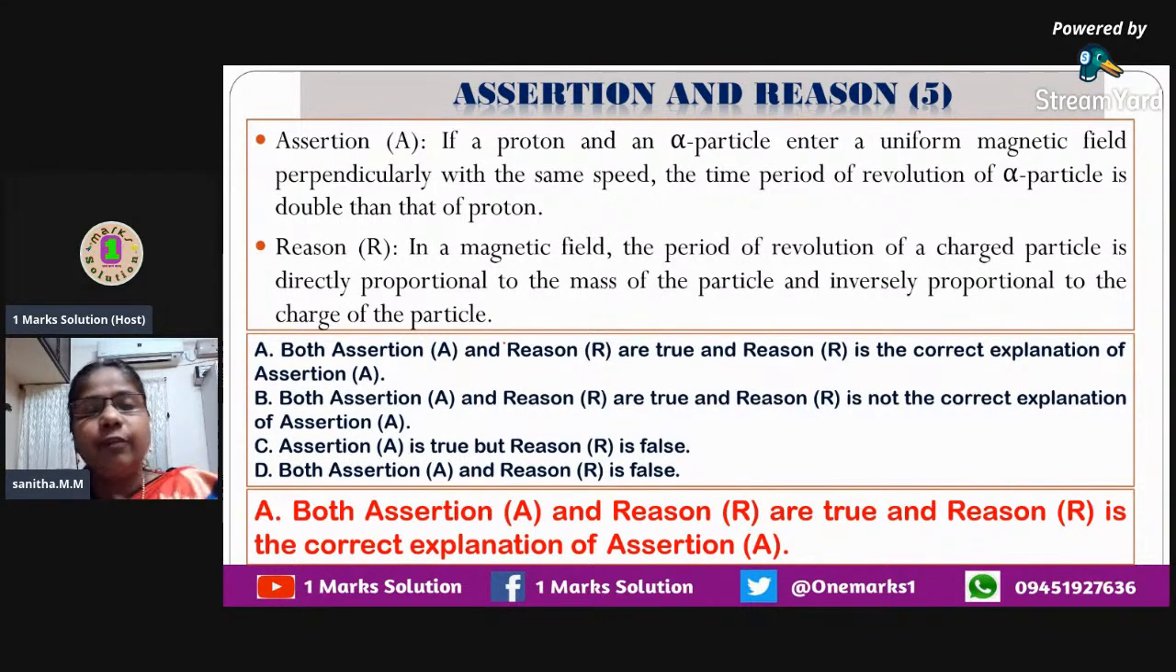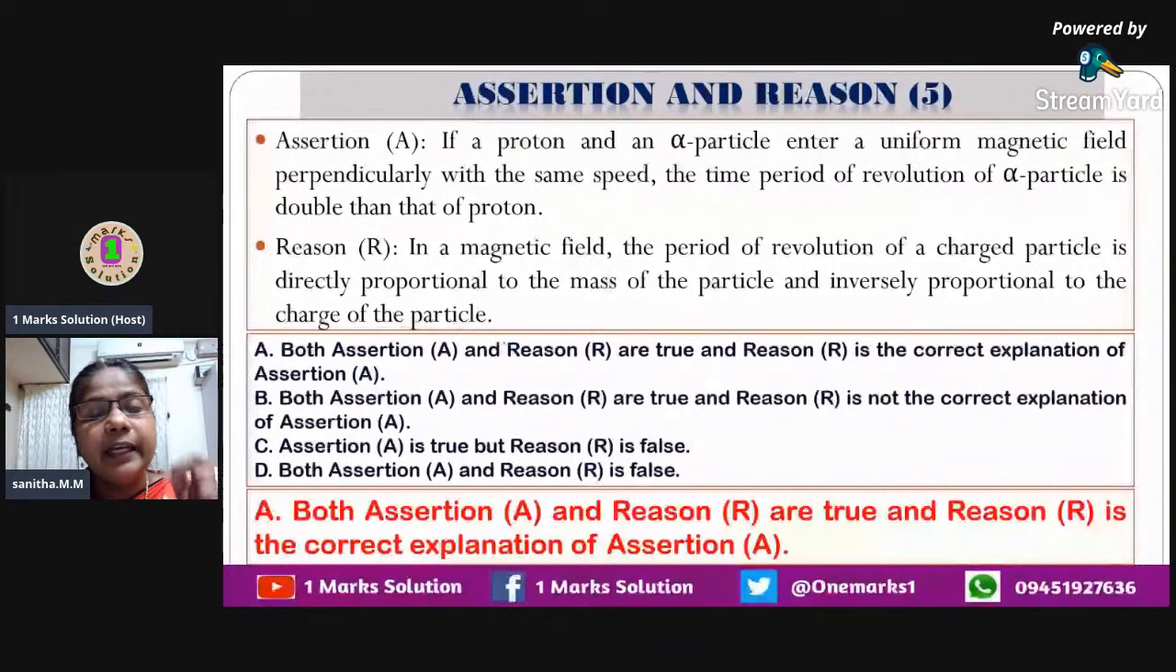So here we are comparing the proton and the alpha particle. The alpha particle is the helium nucleus. When we compare the proton and alpha particle, alpha has 4 times the mass of the proton and the charge of the alpha particle is twice that of the proton. Please keep that in mind. Now substituting in T equal to 2 pi m divided by BQ, we get 4m divided by 2q in the case of the alpha particle. So 4 and 2 cancel, 2 remaining. That means the time period of revolution will be twice that of the proton. So the assertion is absolutely correct.